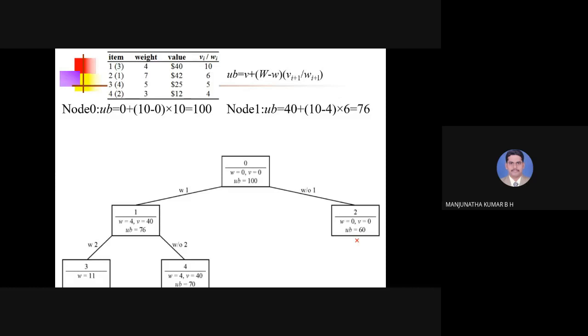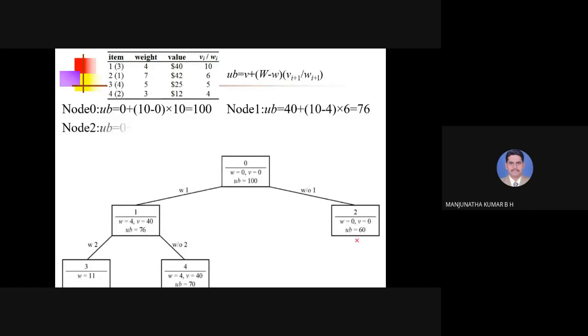Now you see the recent table. Don't see the original table. See the recent table where the items are arranged in the descending order of their profit and weight ratio. W equals 4 and V equals 40, the profit of the first item. Now for node 1, again you have to calculate the upper bound. Upper bound UB is calculated using the same formula.